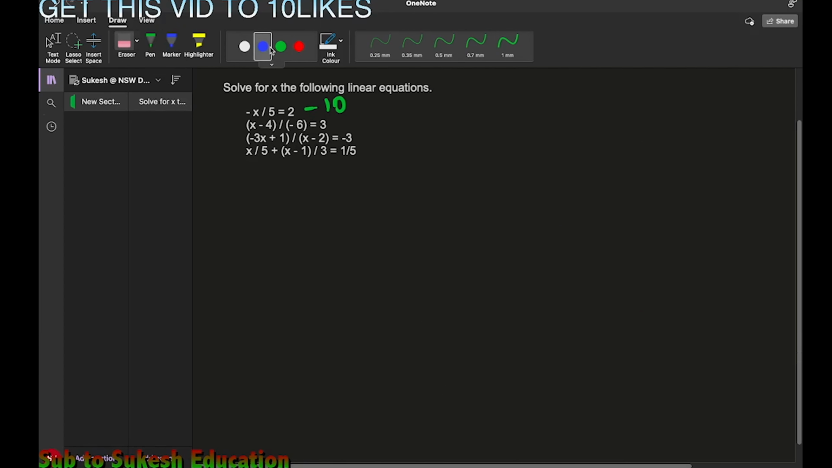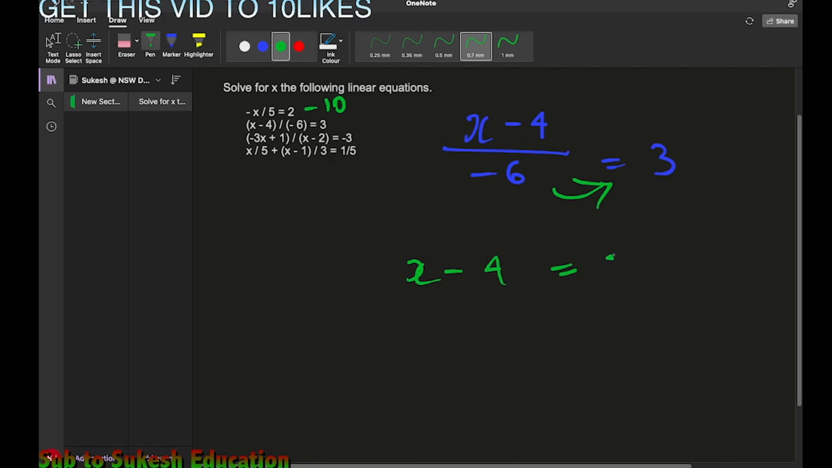Okay. Now again, coming back to question 2. Question 2 is pretty similar. So it's x minus 4 divided by minus 6 is equal to 3. So what can we do? See, this is minus 6, but this minus 6 is being divided. So we can take this to the other side and multiply it. So x minus 4 is equal to minus 18, right?